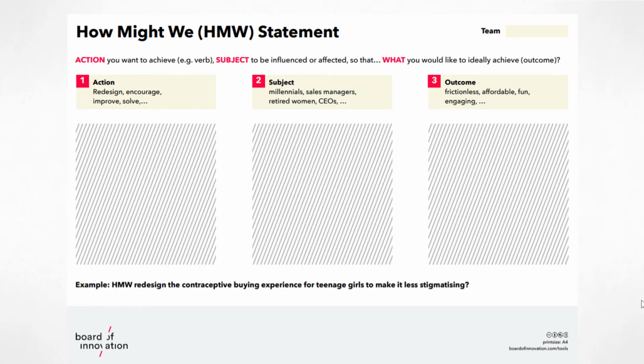Let's do a quick recap of what we saw in the video. So our how might we statement generally consists of 3 components. The action you want to take, which is part 1. Who you want to take it on. Who are your target users? Who is your persona? Are they millennials, sales managers, and so on? And lastly, what is the outcome that you expect? A better experience, a frictionless experience, a more affordable product, and so on. So you've got an example here to help guide you if you are not very clear.